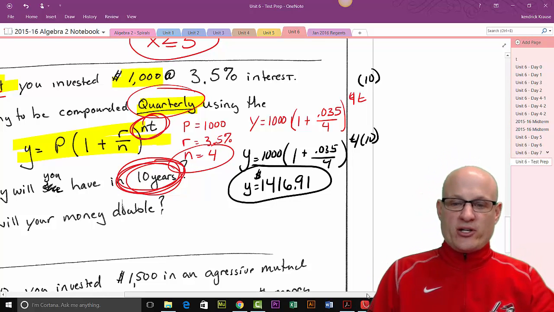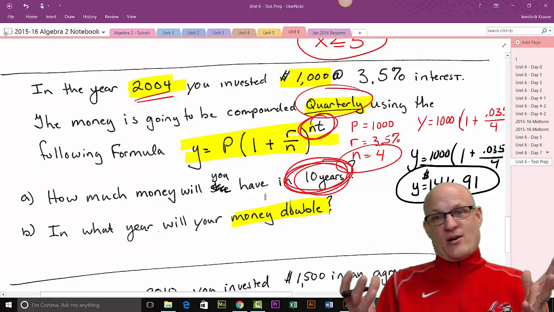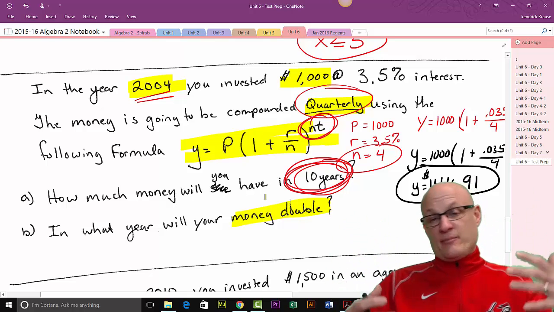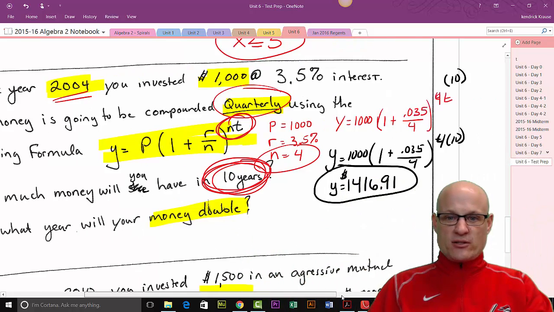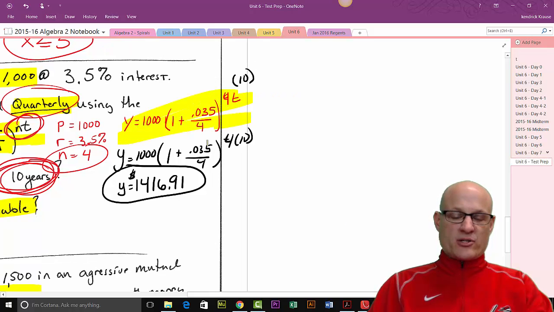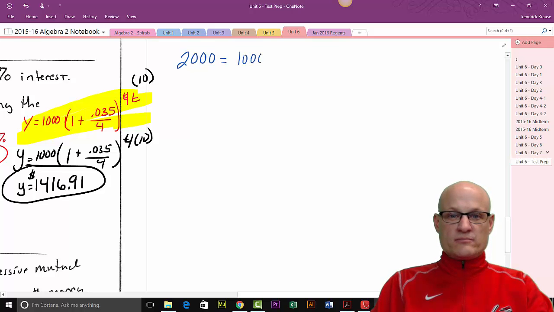The second half of this problem says, in what year will your money be doubled? Well, if I start with $1,000 and I want to double my money, that means I'm going to have $2,000. So let's take a look. We're going to use the same formula, but it's much harder. So we're going to bring this over here. Now I want to end up with $2,000. My formula is 1,000 times 1 plus 0.035 over 4 to the 4t. In this case, I'm now looking for t.